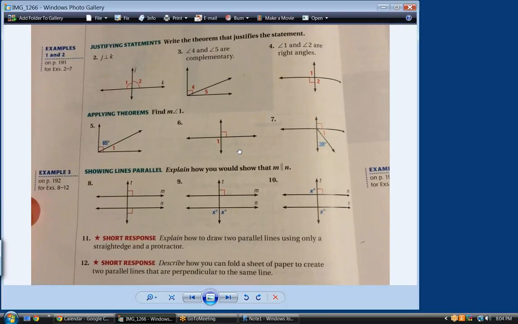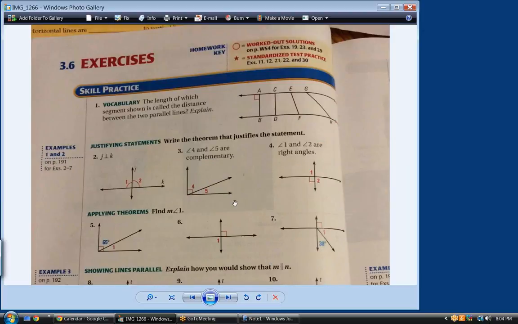So how would we write it? It says, for the first one, vocabulary. Are we supposed to write a theorem or postulate that says that? The theorem you would want to write would be: the shortest distance between two parallel lines is a line that is perpendicular to both. That's the explanation of it.